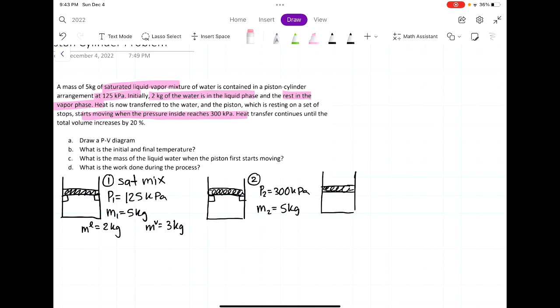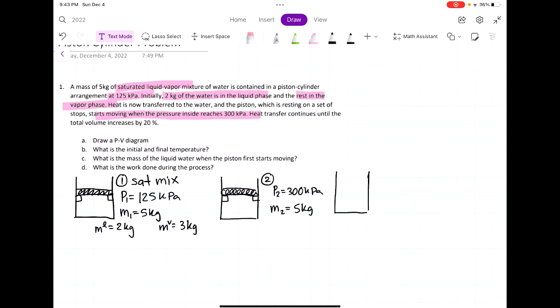In the third phase, it actually starts moving, right? It's all the way up here. It's off the stops. The pressure is still 300 kilopascals. And it stopped moving when, and still closed system, right? So 5 kilograms. And it stopped moving when the volume increases by 20%. So we'll represent volume of 3 by the volume of 1 times 1.2.